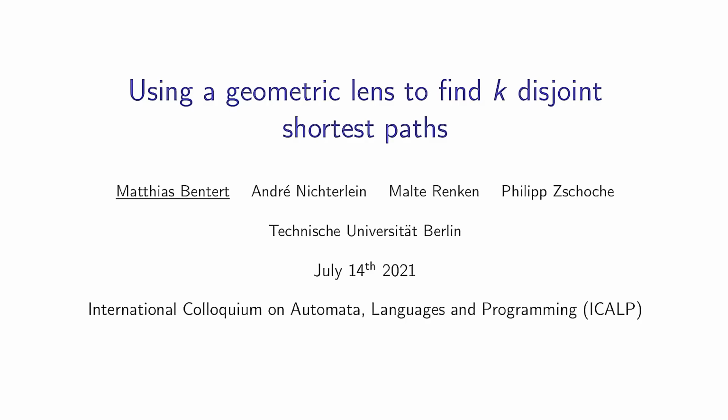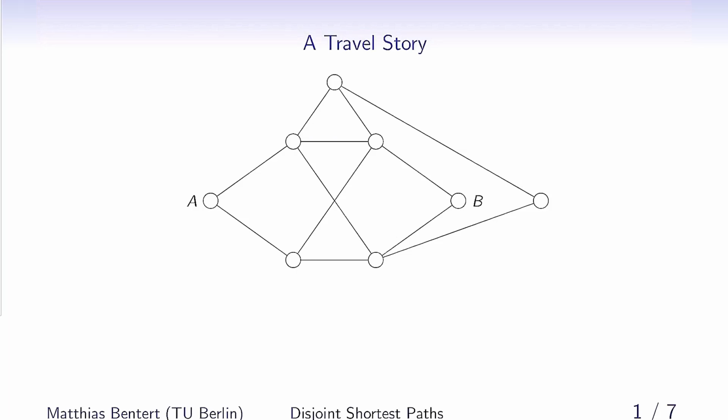So what is our paper about? Let's start with an example. Let's say we want to travel from A to B in this network. And for obvious reasons, we want to do so as fast as possible, meaning we want to take a shortest path. We have different options. We could take this way above here, below, or some zigzag way. Let's just say we decide for this one.